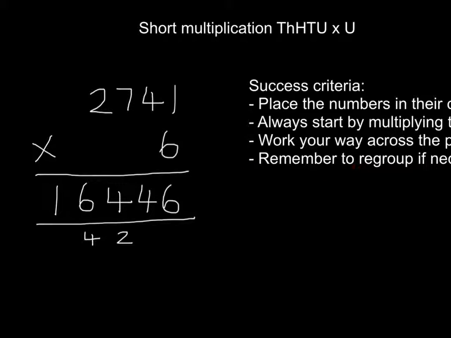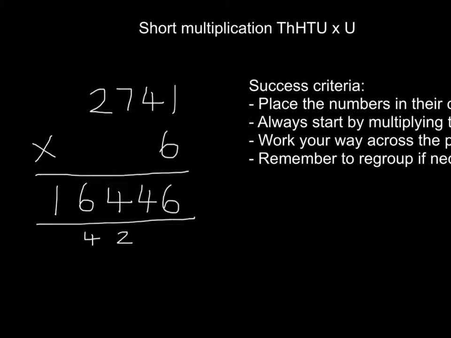We always start by multiplying the units first. 1 multiplied by 6 equals 6. Then we work our way across the place value columns. So 4 tens multiplied by 6 equals 24 tens. Notice how we have regrouped. The 4 tens goes in the tens column, whereas the 20 tens gets regrouped into the hundreds column to become 2 hundreds. This needs to be added on next time.